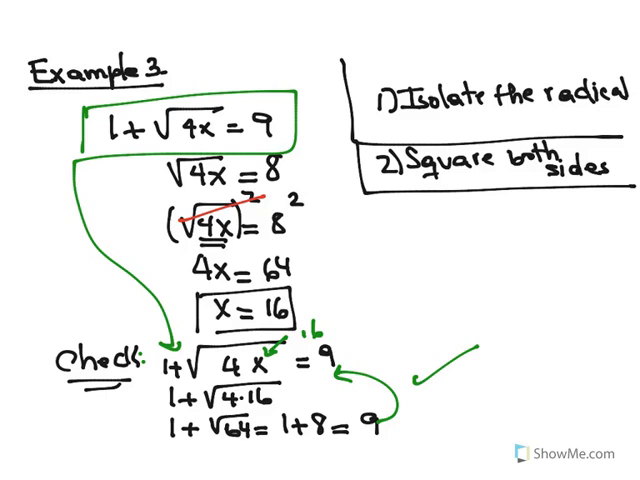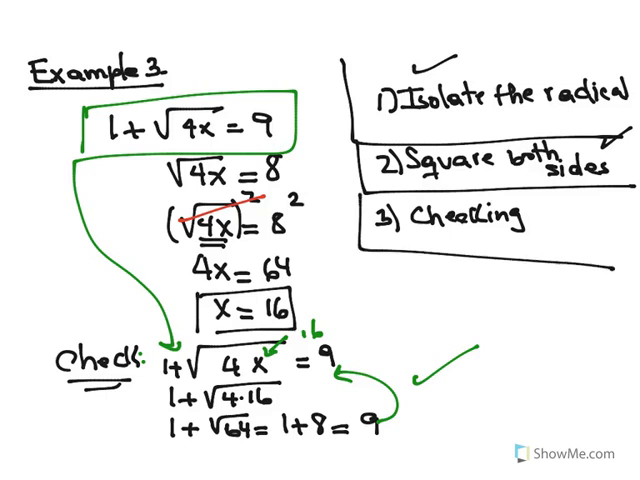The first step is you isolate the radical. Remember that you need to isolate the radical because you are going to eliminate the radical. The second step is you're going to square on both sides. And the third step is you're going to be checking. Okay? So when you square on both sides, of course, you're going to be solving, right?